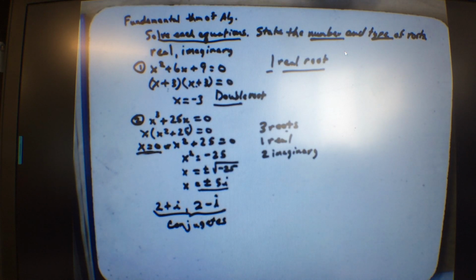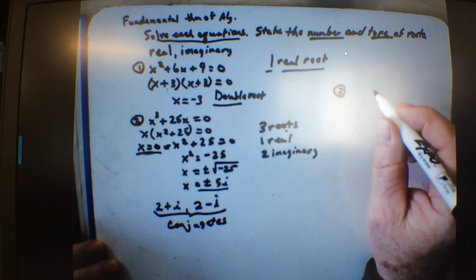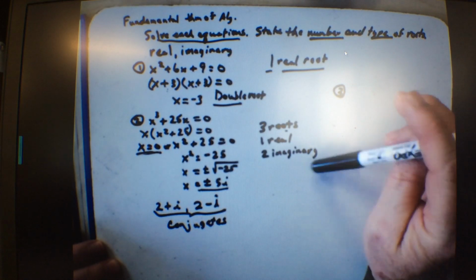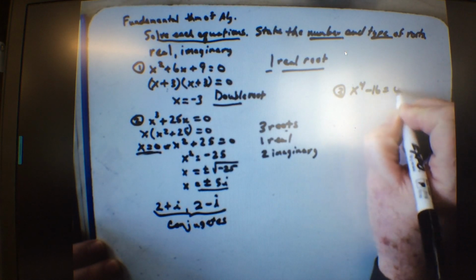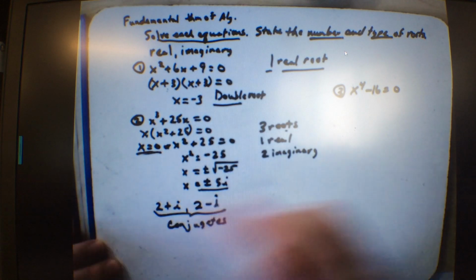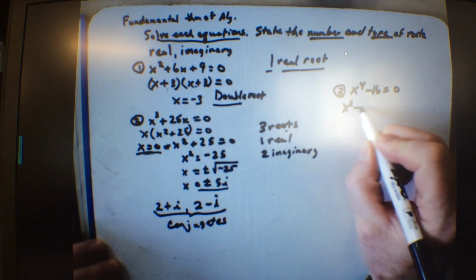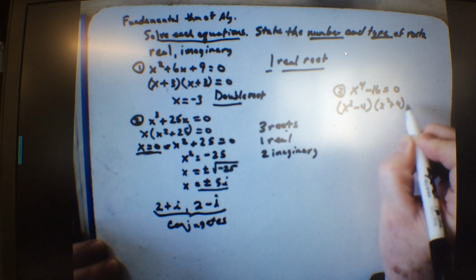Do you want to do another one of those, Harper, to kind of get an idea of what's going on? Sure. Okay, let's do another. Can I do it over here? All right. Let's do this one: x to the 4th minus 16 equals 0. This is a difference of squares. So I have x squared minus 4 times x squared plus 4. Does everybody see that?